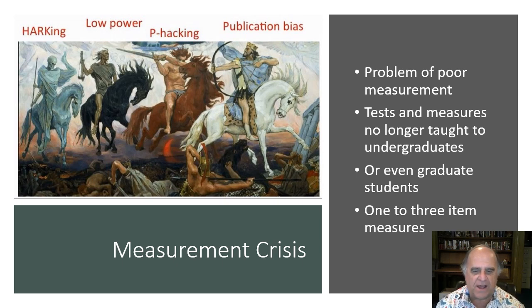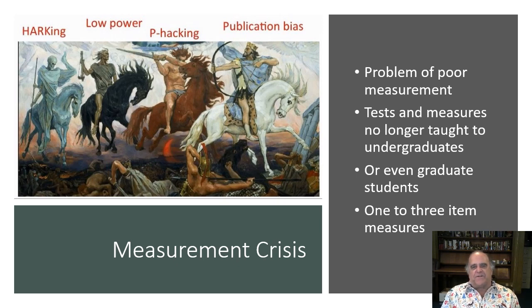Two other areas that tie into this replication apocalypse are running a lot of low-power studies, or studies with small numbers of subjects, and studies with small numbers of subjects and large numbers of variables. And then publication bias, which is just the idea that we tend to send off and get published those results which are significant.